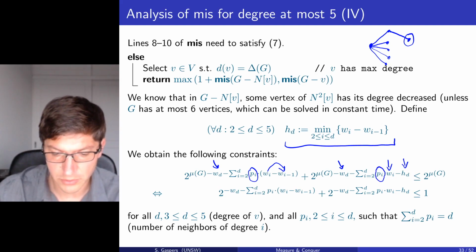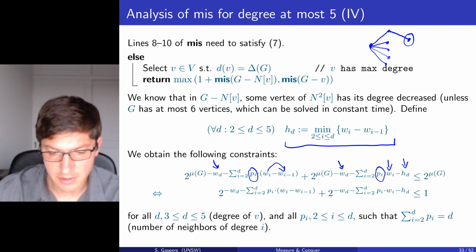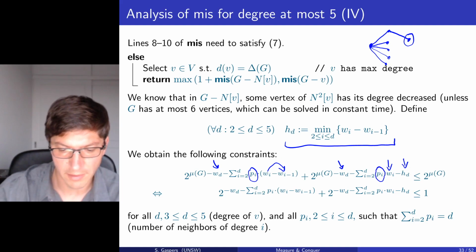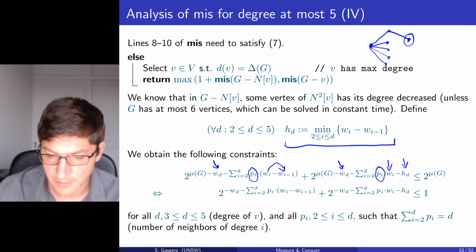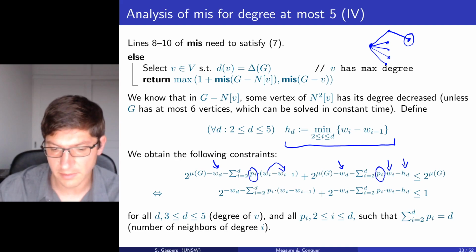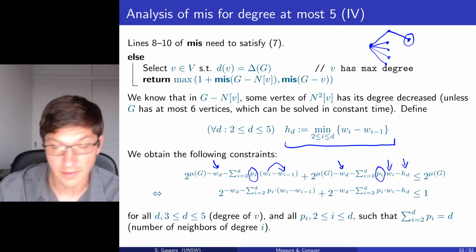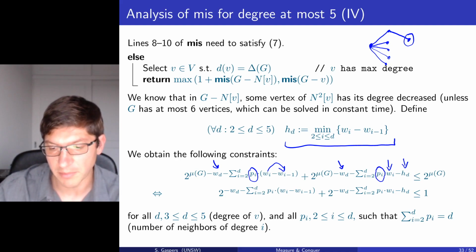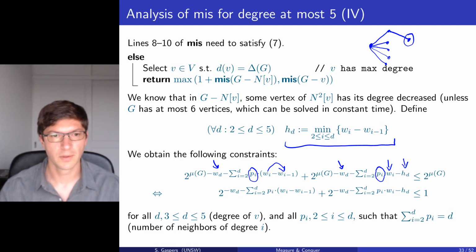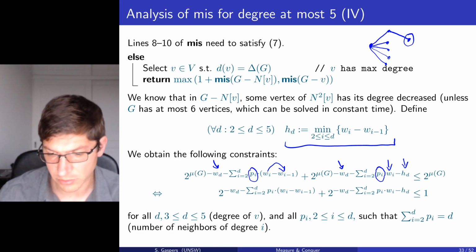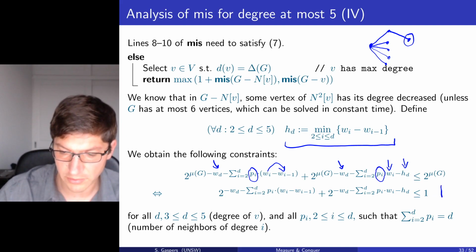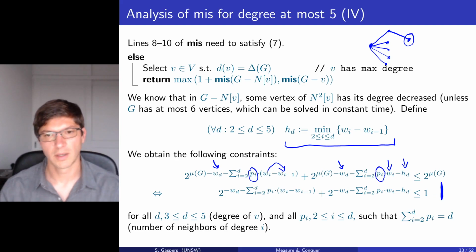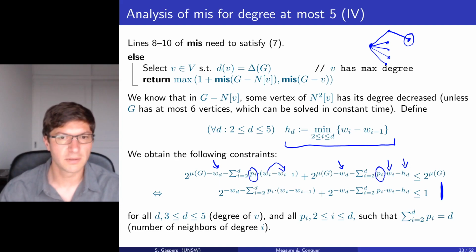2 to the power mu of G minus everything we wrote down on the left-hand side when V gets deleted, plus 2 to the power mu of G minus some things because the close neighborhood of V gets deleted. And all of this should be at most 2 to the power mu of G. We divide everything by 2 to the power mu of G, and we get this constraint here. Which looks a bit complicated, but that's what we get.